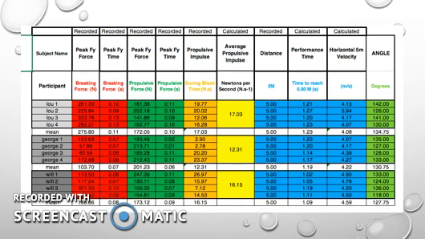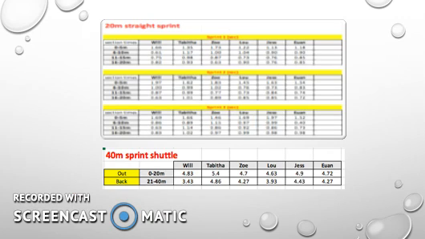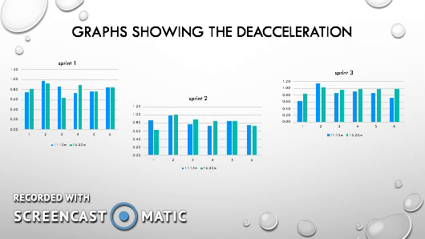These are the data and graphs that show numerical model graphs. This shows the numerical data collected for sprints over 20 meters. This is the graph showing acceleration over 20 meters.